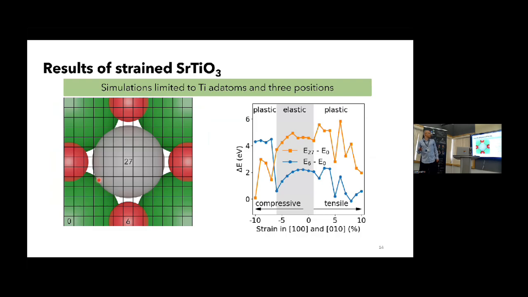After we obtained the unstrained diffusion model, we go to the interesting part and the results of strained strontium titanate. We didn't obtain maps because under high strain, it's very difficult to converge the DFT model. So we first introduced only titanium adatoms because titanium had the largest energy barrier. If it's true for titanium, we should see the same effect for the other species as well. So we defined 3 positions: 0, which was the equilibrium position, 27, which is on top of another titanium atom, and 6, which is on top of the oxygen atom.